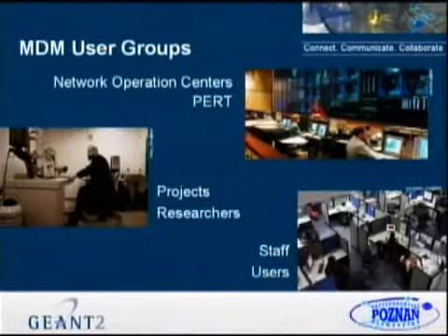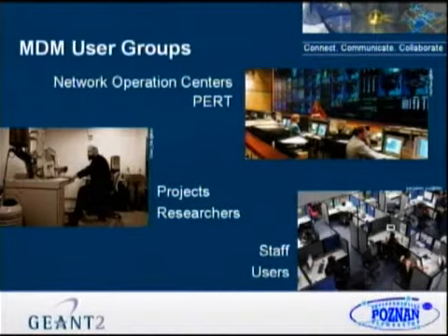I was mentioning the users we are targeting. Basically, we identified three groups. On top of it, the user group we are targeting in the first phase are the network operation centers and the performance enhancement and response teams. PERT was defined under the GN2 project, so you probably know what this is. That's a group of network administrators who deal with some performance problems within the network.